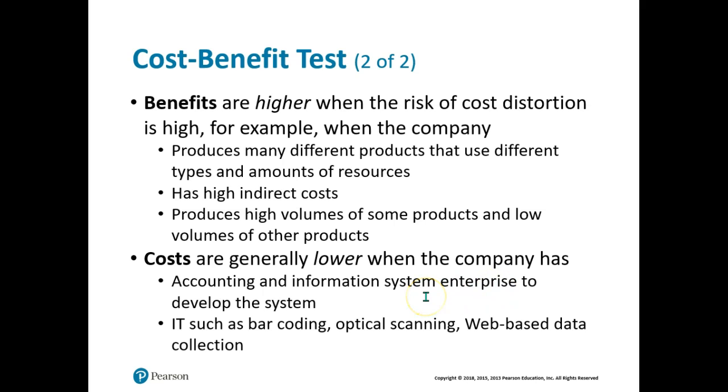Costs are generally lower when the company has accounting and information system enterprise systems to help develop the system. Okay, that'll keep the cost down. And things like barcoding, optical scanning, web-based data collection. All right, then in order to do the ABC system, we're not going to add extra costs for these activities. It's better if they already exist.